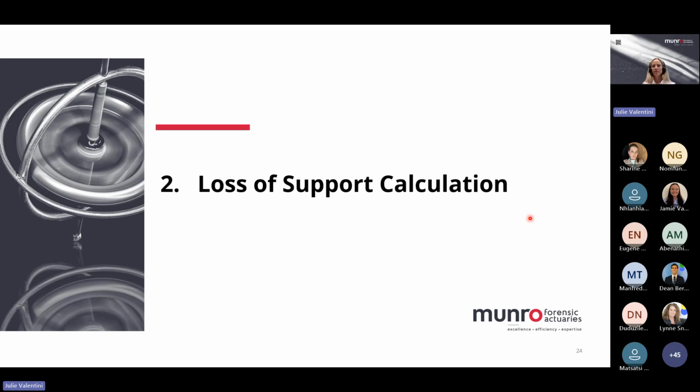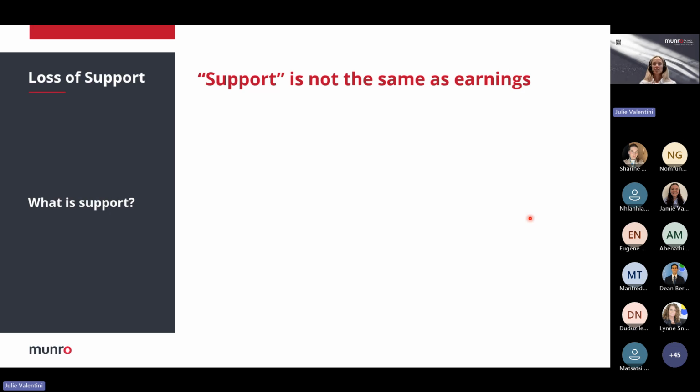Okay, so let's move on to the loss of support calculation. A loss of support calculation involves a claim from surviving dependents upon the death of a breadwinner. So that is the difference. Loss of earnings, the claimant is still alive and is claiming for the impact that the accident had on his earnings. In a loss of support, it's the remaining dependents that are claiming as a result of a death that has occurred. Now, what is important is that the remaining dependents cannot claim for the full earnings. So if a breadwinner was earning 10,000 Rand per month, the family cannot claim for that full 10,000 Rand per month. They can claim for the support, not the earnings.